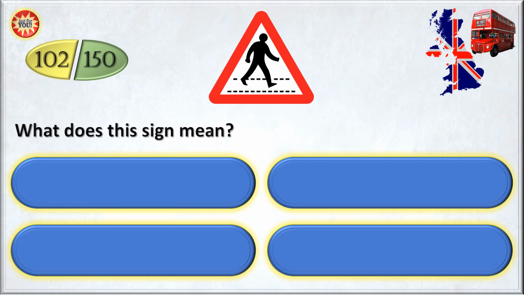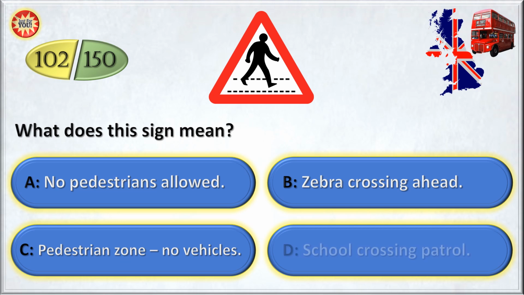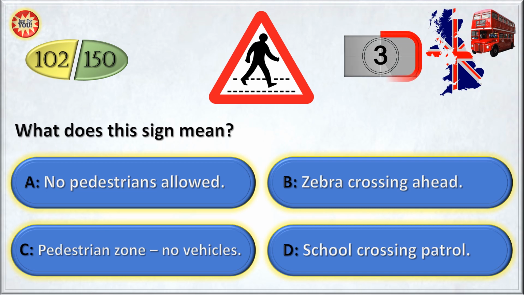What does this sign mean? No pedestrians allowed. Zebra crossing ahead. Pedestrian zone, no vehicles. School crossing patrol. Zebra crossing ahead.